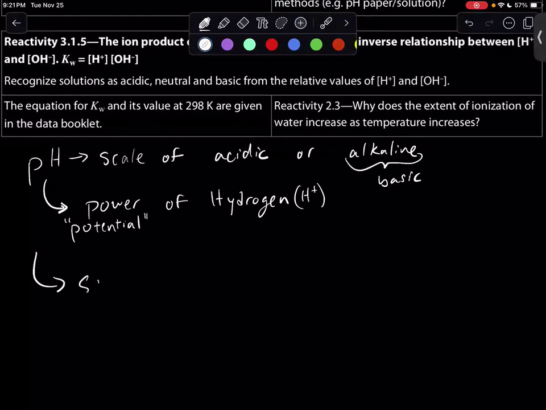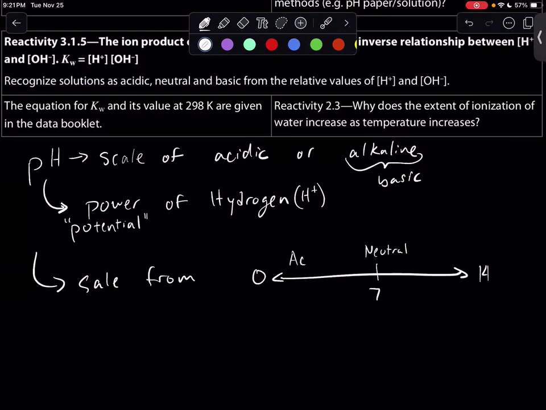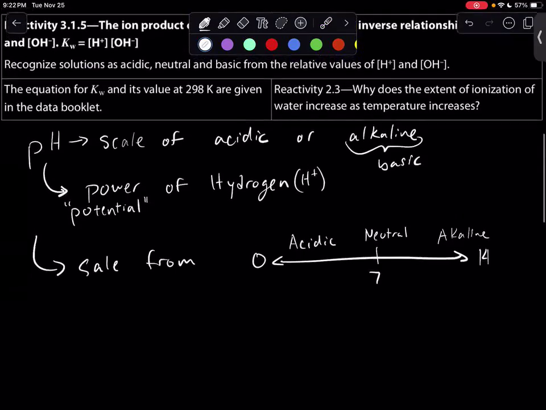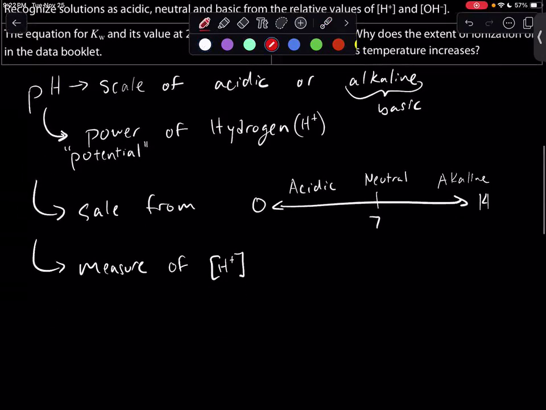The scale goes from 0 all the way to 14. On this scale, we generally think of 7 right in the middle as neutral. And over here we have acidic, and on the right we have alkaline. So the lower the number, the more acidic it is. Now, it's once again a measure of hydrogen concentration. And hydrogen concentration is what makes something acidic. So it's kind of odd that the zero end is more acidic, meaning more hydrogen.